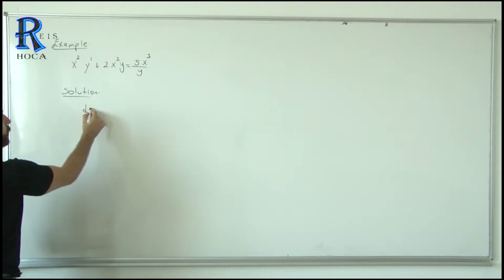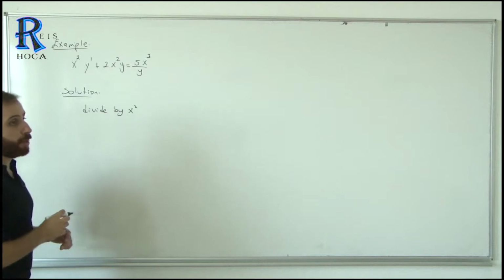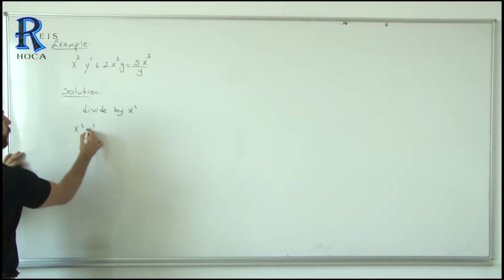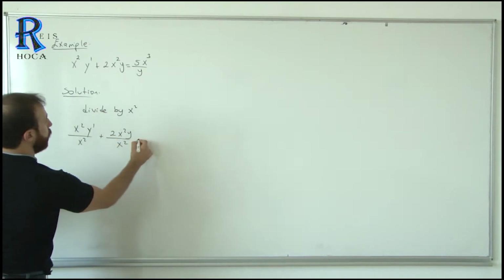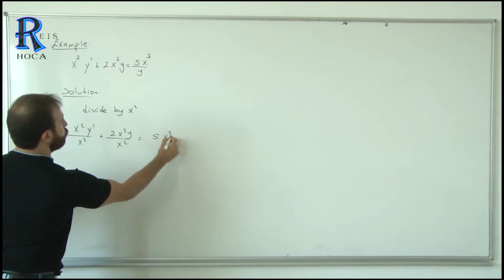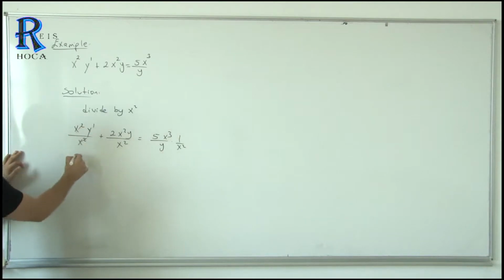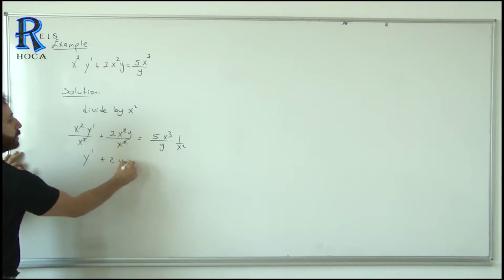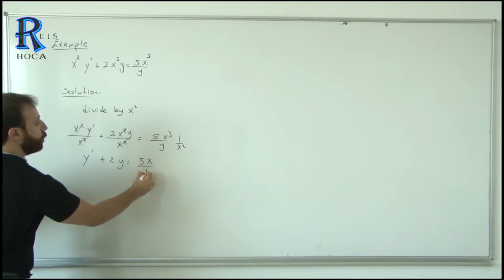That's why let us divide the whole equation by x squared to make it 1. So x squared y prime over x squared, 2x squared y over x squared, and there is 5x cubed over y divided by x squared. So x squared is removed, this is y prime. Here 2y, and here 5x cubed over x squared, 5x over y.